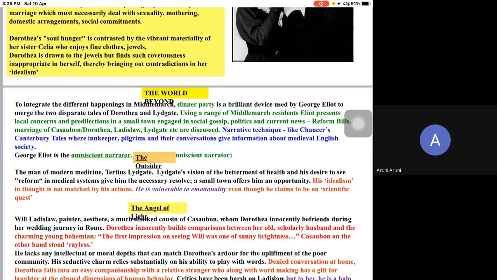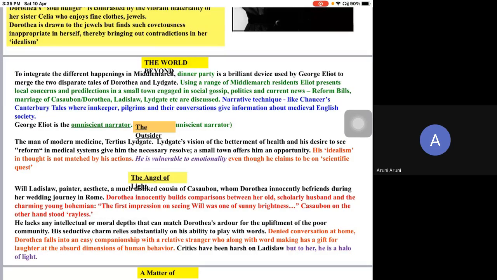George Eliot is an omniscient narrator, the narrator who knows everything. Then the outsider, the man of modern medicine, Tertius Lydgate. He wants to be an insider, but he is always considered an outsider. Lydgate's vision of the betterment of health and his desire to see reform in medical systems gives him the necessary resolve. A small town offers him an opportunity, and his idealism and thought is not matched by his action.